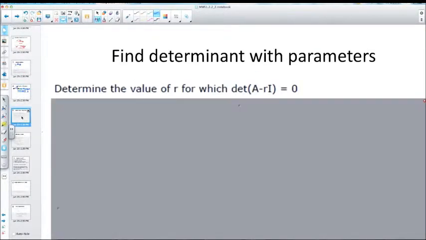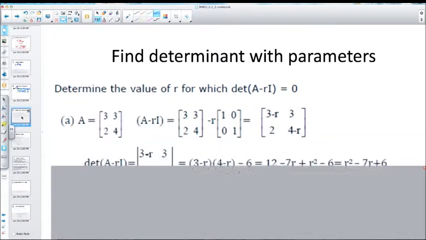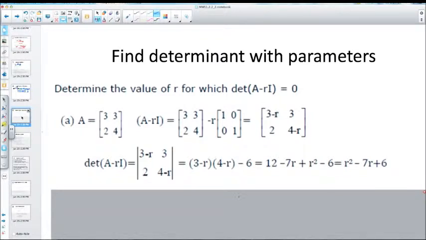So how do we calculate the determinant with a parameter? You're going to see those questions later. I want you to find what value of R you put into the determinant that makes it equal 0. So the result is a function of R. The particular R can make it equal 0. Most R will make it not equal 0.